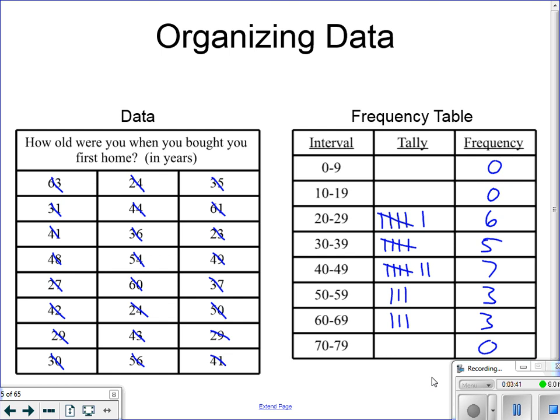Okay? But I could answer questions like, how many people were in their 40s when they bought their first home? I could look at the frequency table and say, well, 7 people were in their 40s when they bought their first home. So you can answer some general questions with the frequency table, but you can't get too specific with the frequency table.